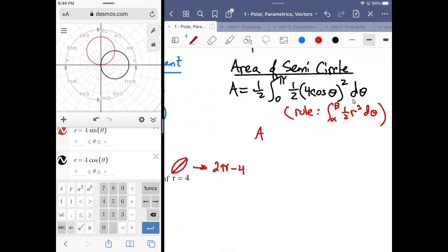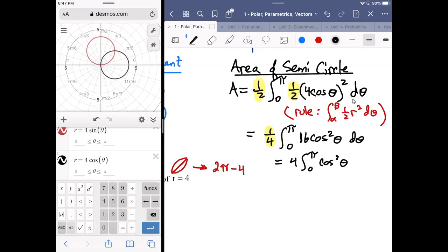Area. I'm going to go back to black. So 1/4 integral 0 to pi 16 cosine. I consolidated, I explained it to myself, I didn't explain it to anybody else. I consolidated the 1/2 and 1/2 to make the 1/4. All right. So 16 cosine squared theta d theta. Then I can clean it up a little bit more before integrating: 4, integral 0 to pi, cosine squared theta d theta.